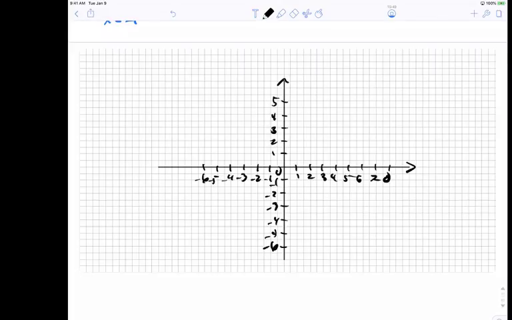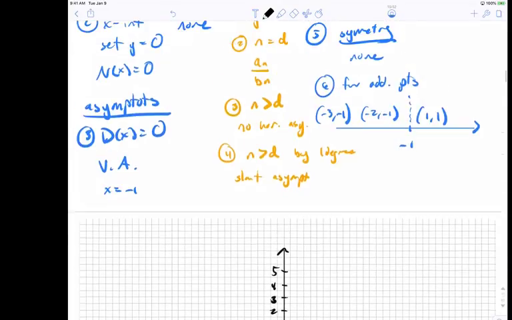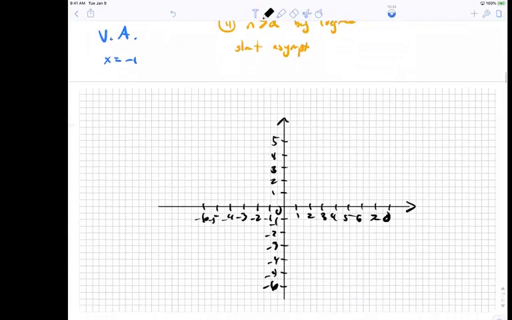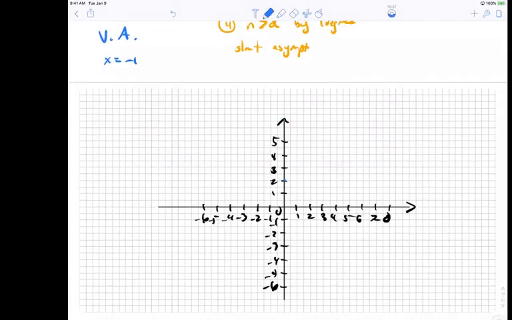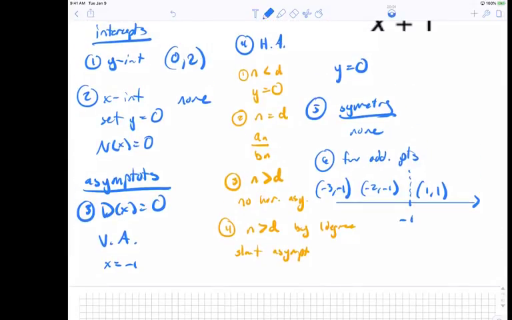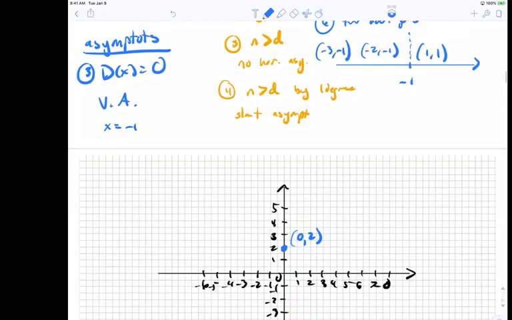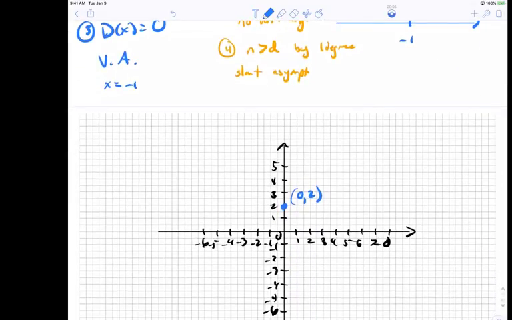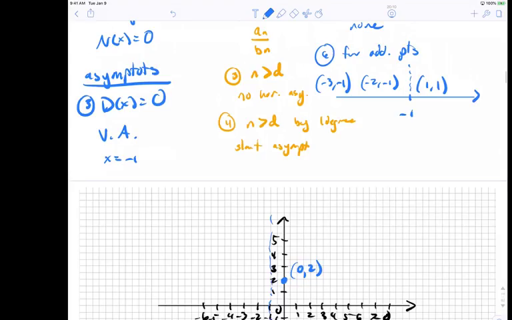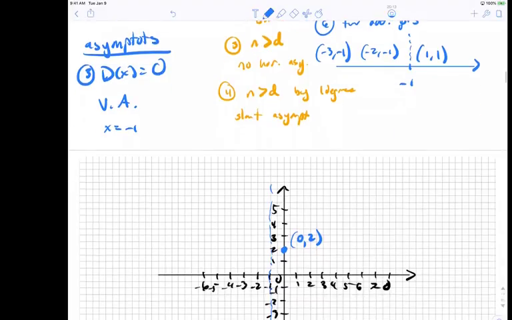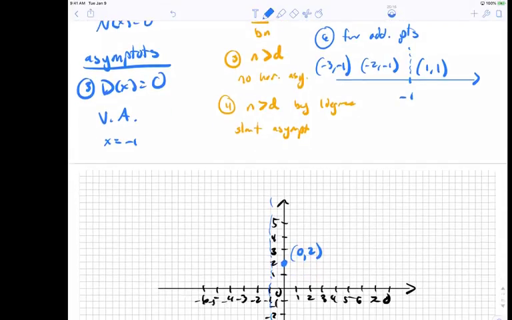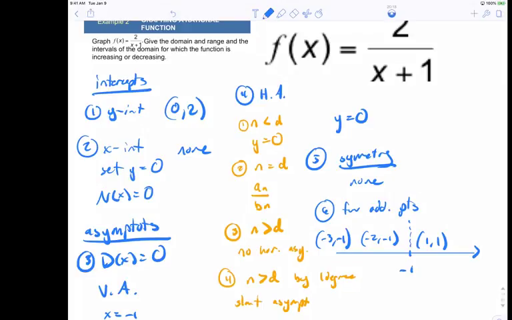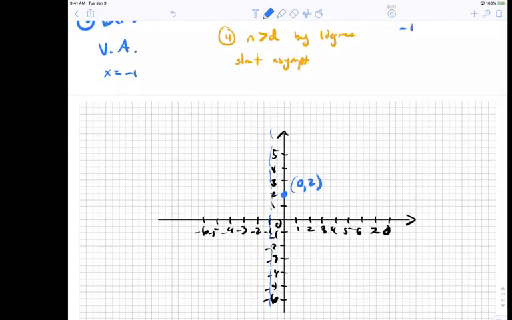Okay. So now, the first one. We said the y-intercept is 0, 2. So let's plot that. 0, 2 is here. All right? 2, we didn't have an x-intercept. 3, we said a vertical asymptote when x is negative 1. So we're saying here, there's a dashed line like this. We didn't talk about, that's fine. It's not a polynomial, so we can't do that. Number 4, horizontal, we said y equals 0. So y equals 0 is this. So this is the horizontal.